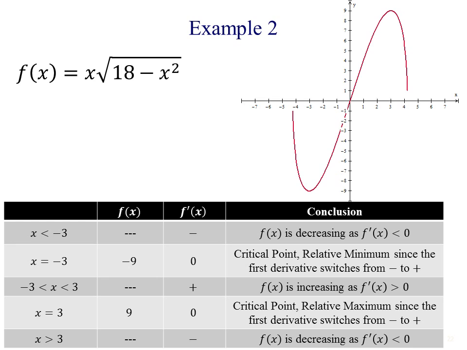Here is a graphical representation of the function. It has 4 features that are noteworthy. First, it has a left endpoint at x equals negative square root of 18. It has a right endpoint at x equals positive square root of 18. In the graph, it's evident that the left endpoint is a relative maximum and the right endpoint is a relative minimum.